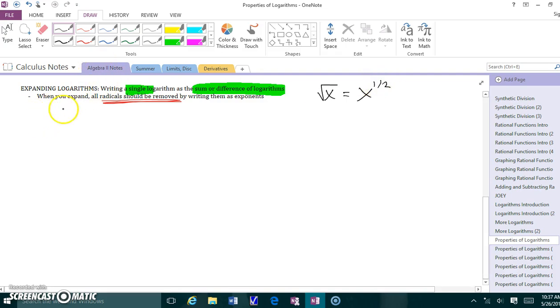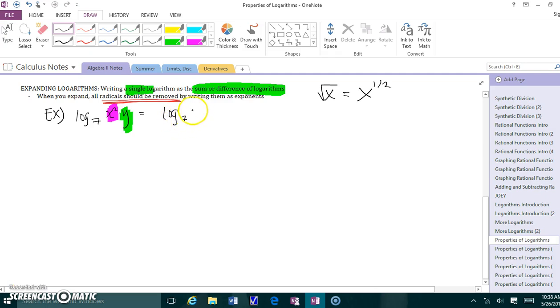So keeping that in mind, let's start with a pretty basic example right here. Let's do log base 7 of x squared times 9. So I have a single logarithm, and it is a logarithm of 2 terms. So however many terms there are, that's how many logarithms you need.